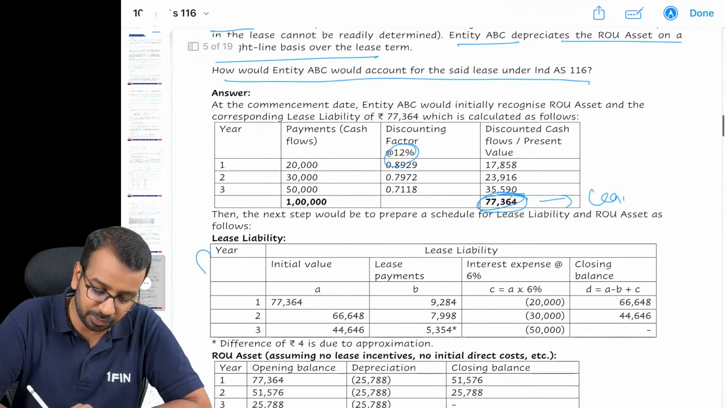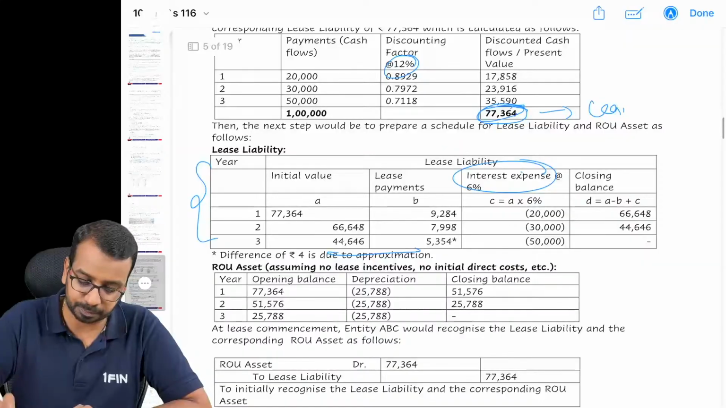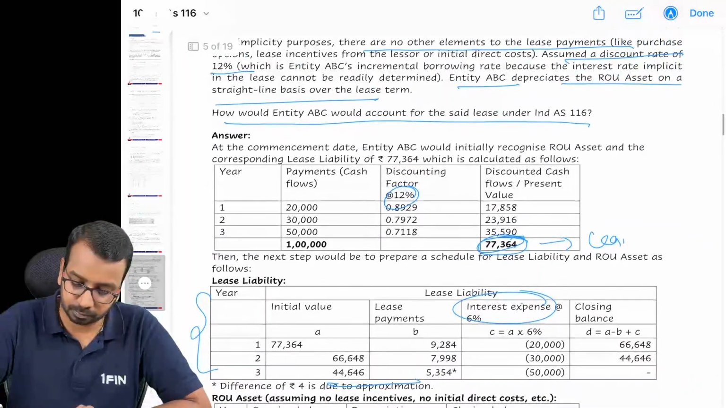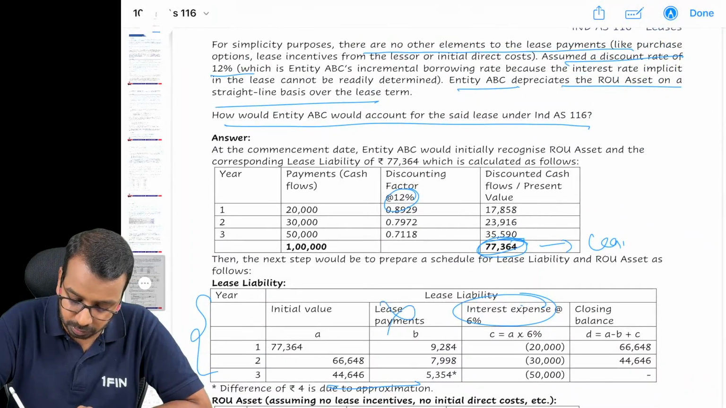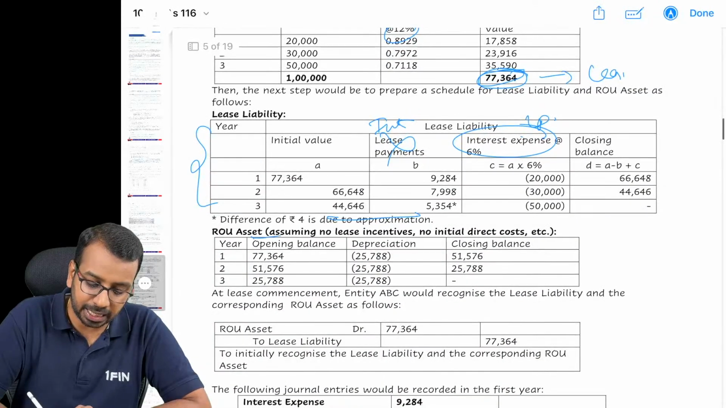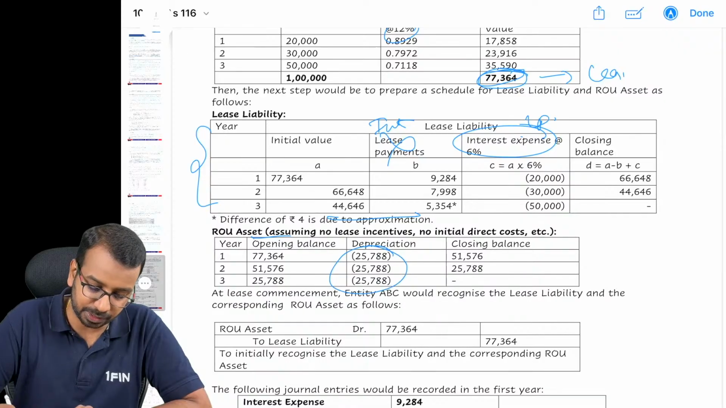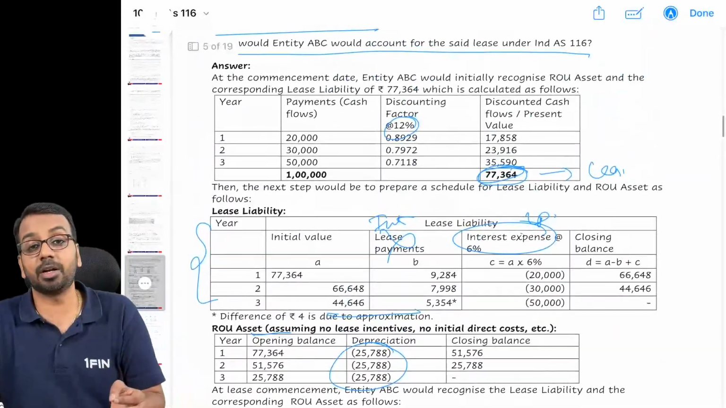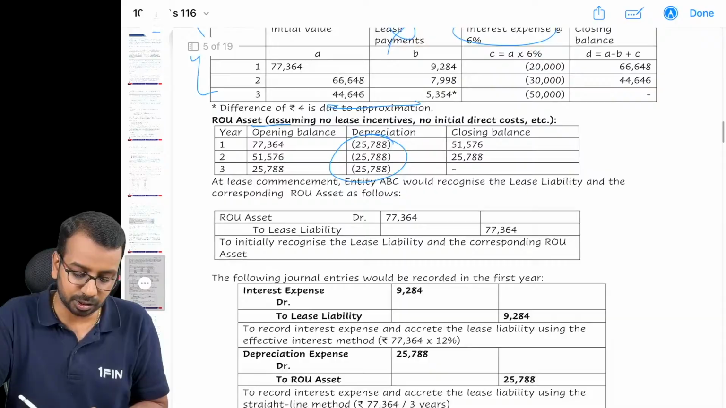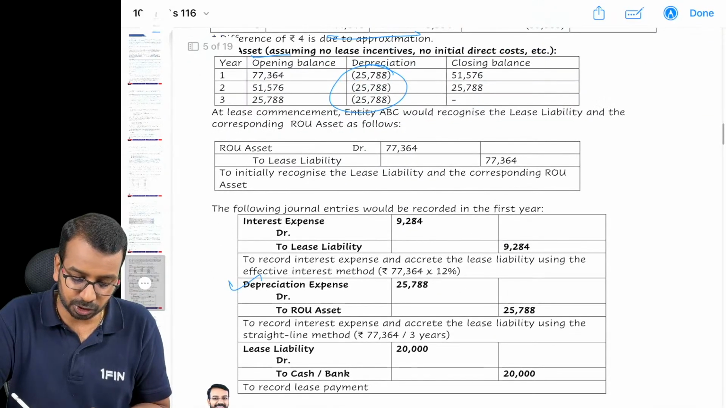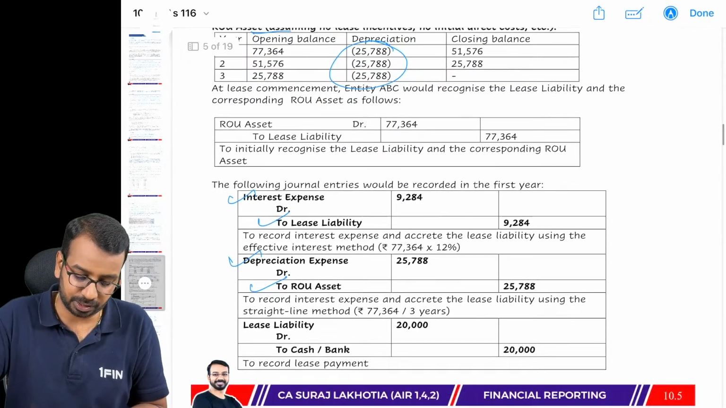For this lease liability, we will prepare a table to calculate the interest expense. This is not the lease payment. This is the interest expense. This is the lease payment. Okay. Right of use asset will amortize using a straight line basis. Right. Every year entry will be for amortization, depreciation to right of use asset, interest to lease liability.